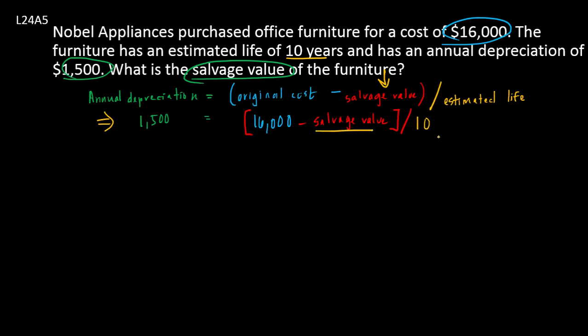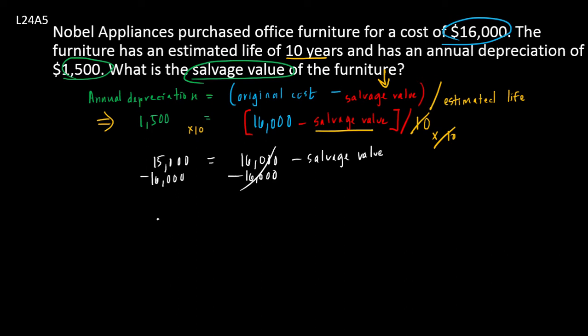So I'll start by multiplying both sides of the equation by 10. The 10s will cancel out on this side, and that will leave me with 15,000 on the left-hand side. 15,000 is equal to 16,000 minus salvage value. If I subtract 16,000 from both sides of the equation, that will give me negative 1,000 is equal to negative salvage value. Obviously, I will divide by negative 1, and I'll find that my salvage value is equal to $1,000.